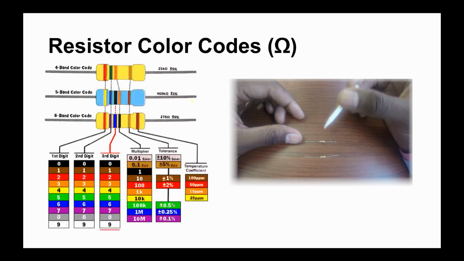Okay? So starting from left to right, I have a red band, which is 2, another red band, which is 2, and then our multiplier in this case is represented by a brown band, so I'm going to add the number 1, so I'm at 2, 2, 0. So this is a 220 ohm resistor, and then our tolerance, let's see, gold band is 5%.